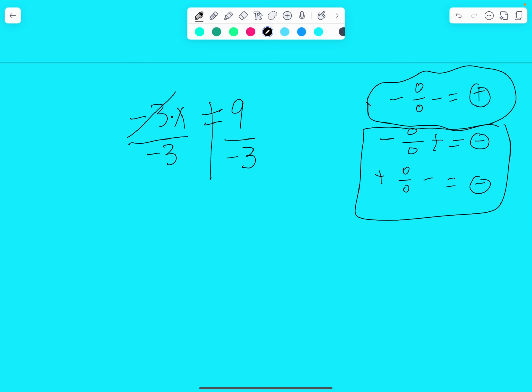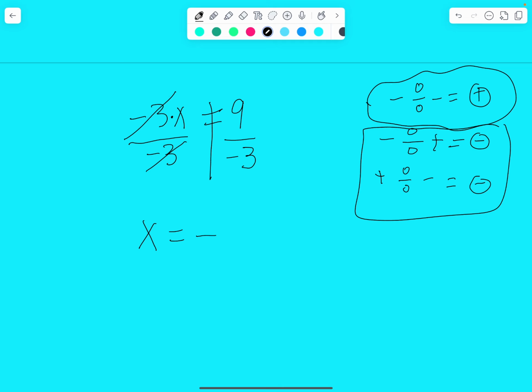So negative 3 divided by negative 3 is 1. I just brought the x down. It's equal to 9 divided by negative 3. Well, let's look at our magical rules, right? We have a positive divided by a negative. That gets me a negative. 9 divided by negative 3.